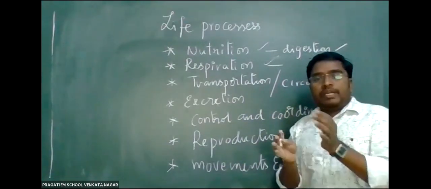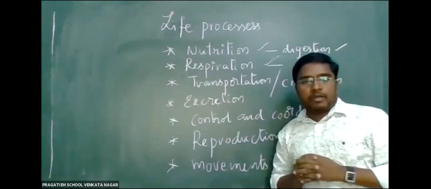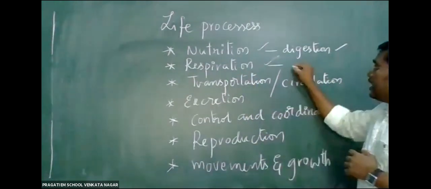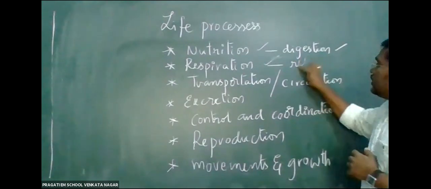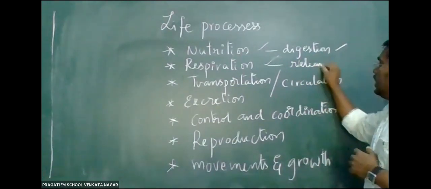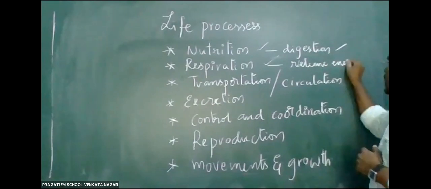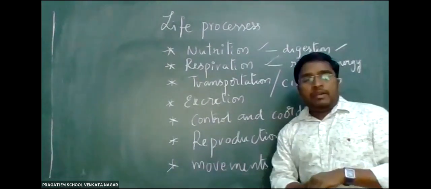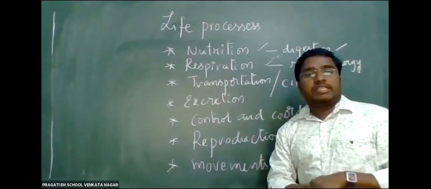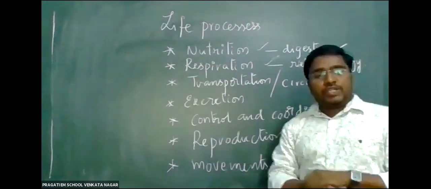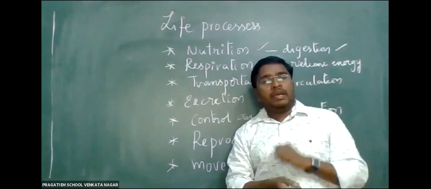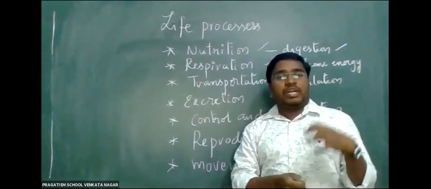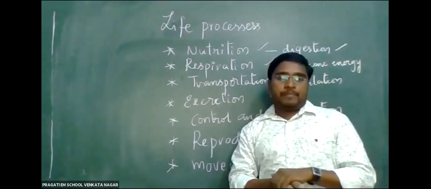But how does it get into an active form? With the help of respiration, it can release energy. It can release energy with the help of oxygen. During the respiration process, we are inhaling oxygen. So that is a respirable gas which can release energy.